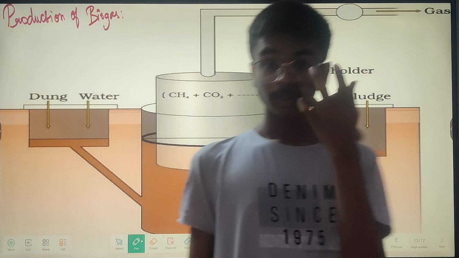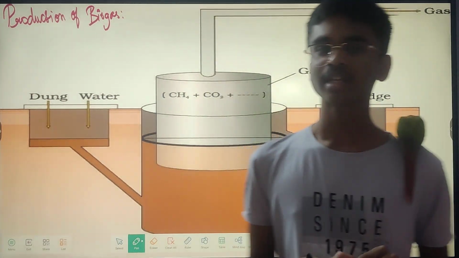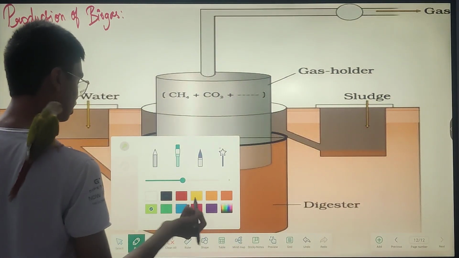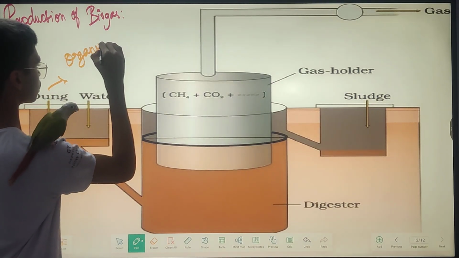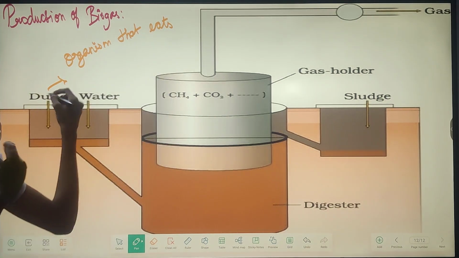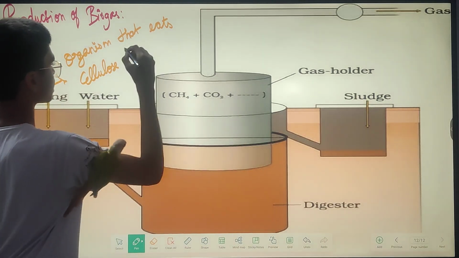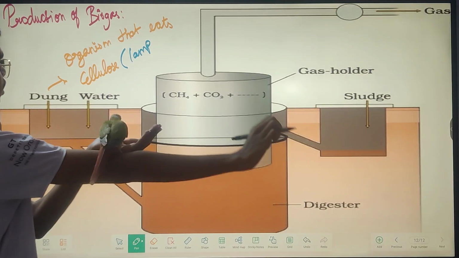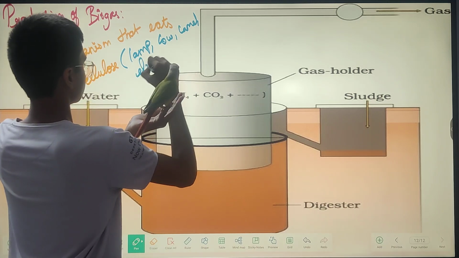What is this production of biogas? Very simple. You are going to use cow dung. Cow dung is highly preferred. Why is cow dung highly preferred? Not only cow dung. Any organism that eats cellulose, so cellulose in the sense of lamb, cow, camel, elephant.